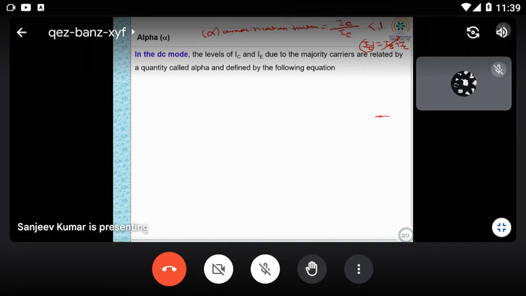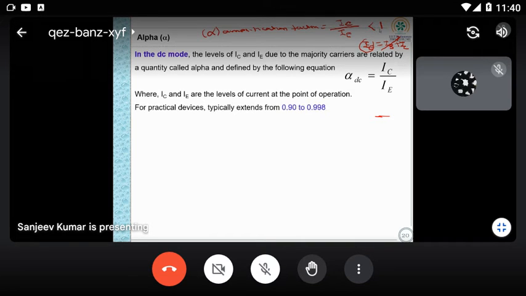So here, if you see the design efficiency, practical values for this configuration, the amplification factor is equal to 0.998, because IB is also present, and the IB value is very small. So we can write alpha equals IC by IE. For a practical device, this is in between 0.90 to 0.998. Are you getting why these values are 0.90 to 0.998? Because IB is also present there, no? And IC is less than your IE.